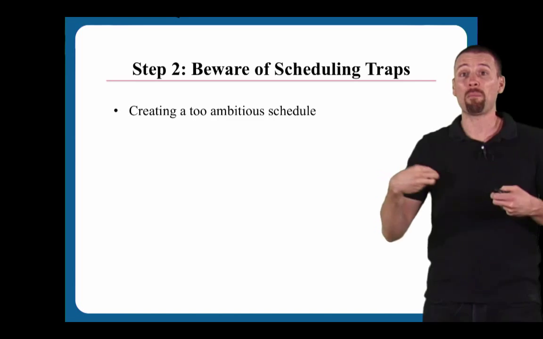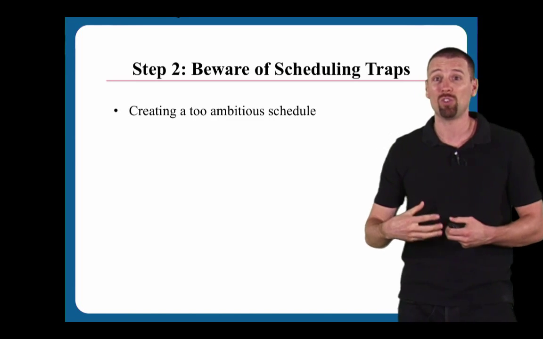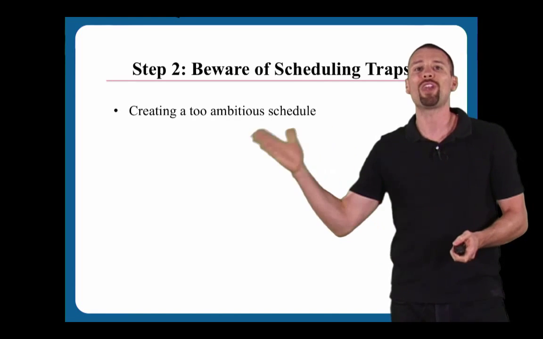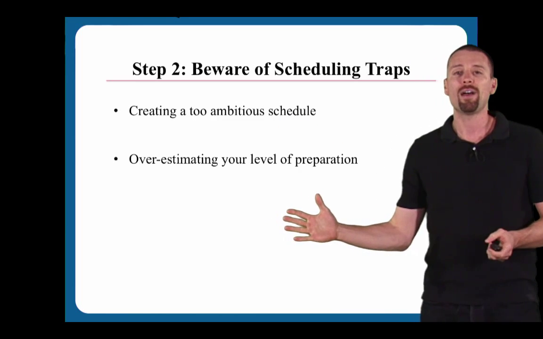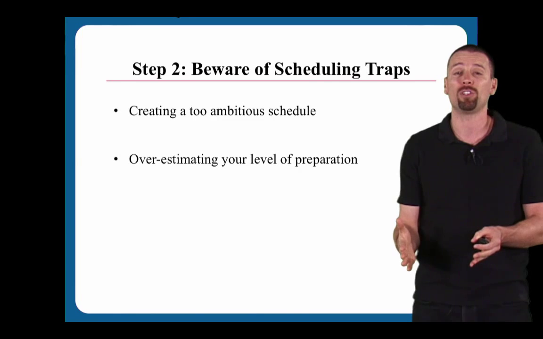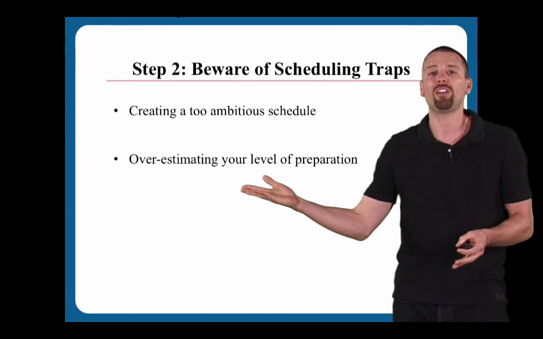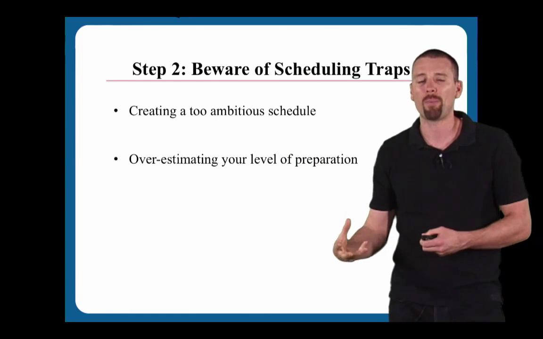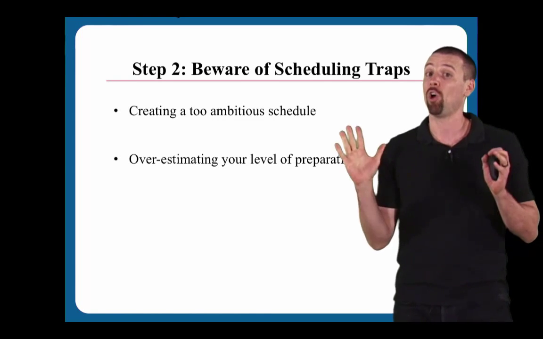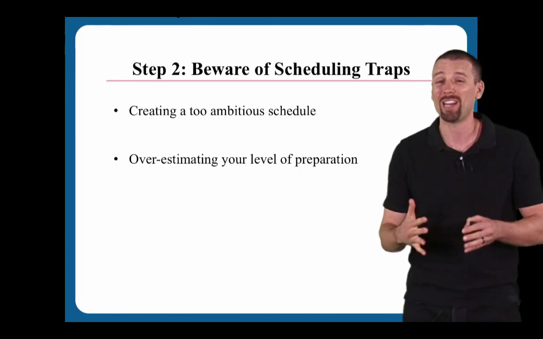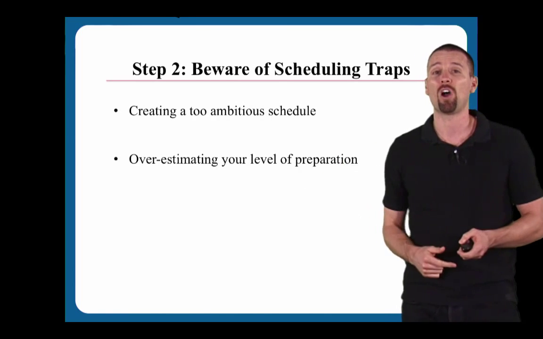So a few of the common scheduling traps that I made when I was a student, and many young students make: one example is creating too ambitious of a schedule, signing up for way too much to do and then ending up not being able to do it. Another one is overestimating our level of preparation, thinking, oh my God, I'm so good at this stuff, I'm going to be able to succeed. And then lo and behold, we weren't as ready as we thought we were. There were big gaps in our previous knowledge.